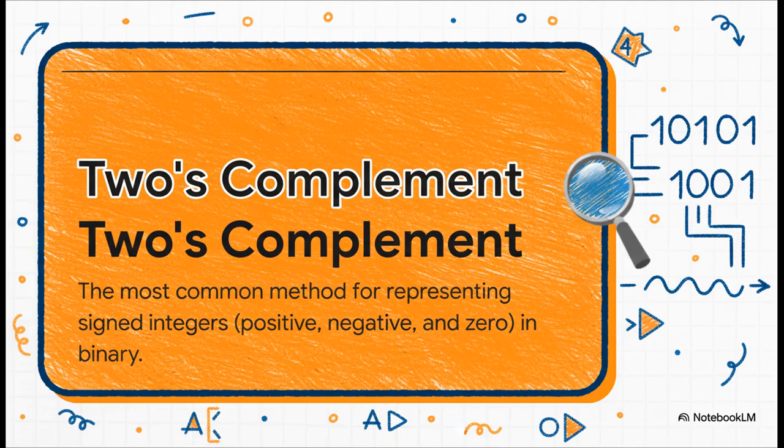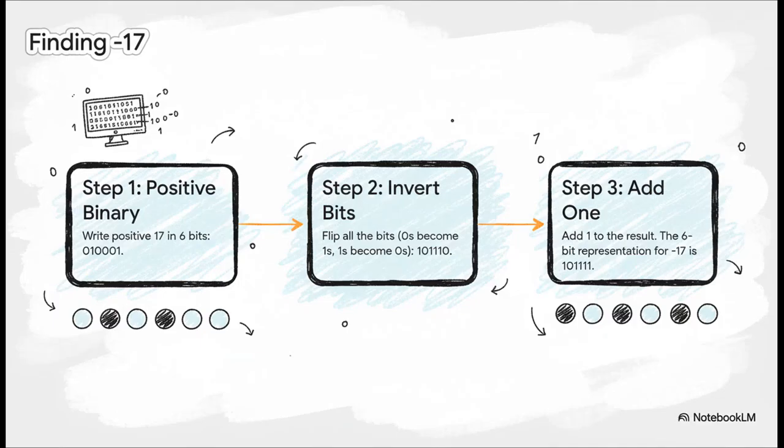Now, don't let the name scare you. It's really just a recipe, a procedure that everyone agreed on for how to turn a positive binary number into its negative version and then back again, using nothing but those same old zeros and ones.